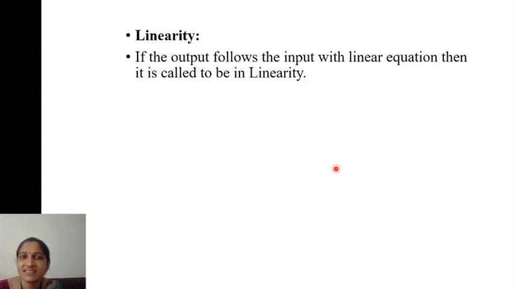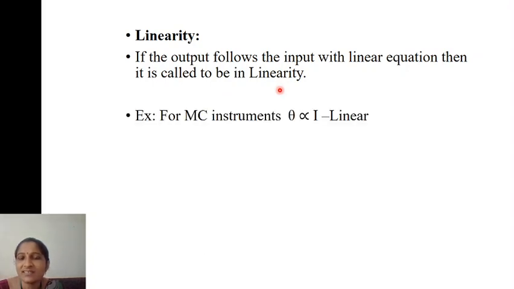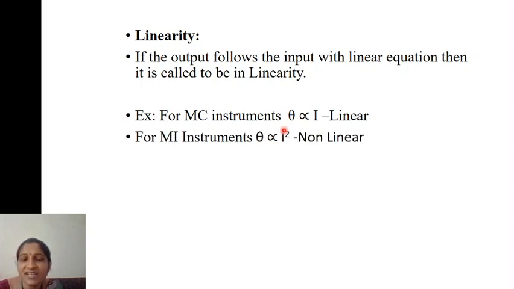Next, linearity. Linearity means if the output follows the input with a linear equation, then it is said to have linearity. So if the graph between the input and output is linear, then it is said to obey linearity. For example, for MC instruments, theta is proportional to I. That means it is linear. The angle is directly proportional to the current, so it is said to be linear. For moving iron instruments, theta is proportional to I square. That is, it is not linear. It is non-linear.